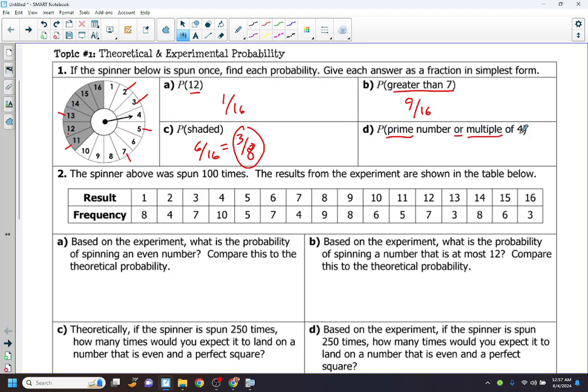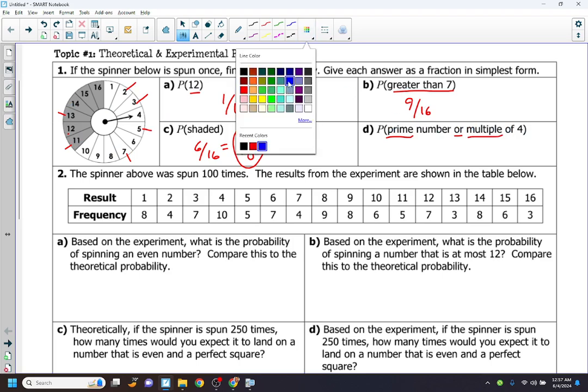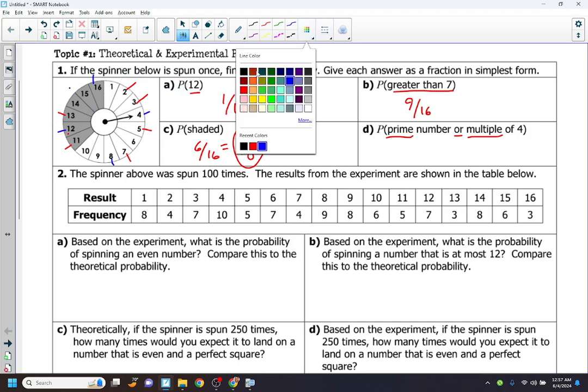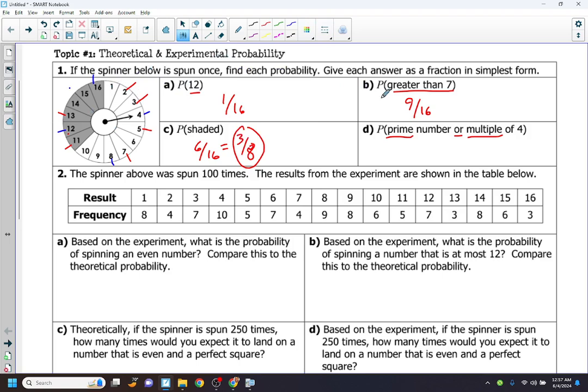But I said or, so I also need a multiple of 4. Multiples of 4 are things that 4 multiplies into. 4 times 1 is 4. 4 times 2 is 8. 4 times 3 is 12. 4 times 4 is 16. 4 times 5 is 20, but that's too big, so we don't care about that. So in total, we have 10 numbers that fit this situation: 1, 2, 3, 4, 5, 6, 7, 8, 9, 10. There's 10 numbers that fit over 16 numbers on the wheel, which we could simplify to 5 over 8.